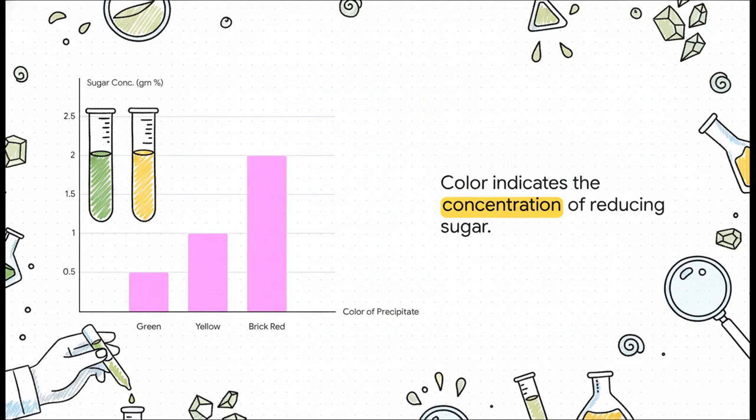And this is the really cool part about Benedict's test. It's not just a simple yes or no answer. The color of the precipitate it forms actually tells you about the concentration of the sugar. It creates this awesome spectrum, from green for a little bit of sugar to yellow and all the way up to a solid brick red for a high concentration. It's like a chemical traffic light for sugar levels, which is incredibly useful.